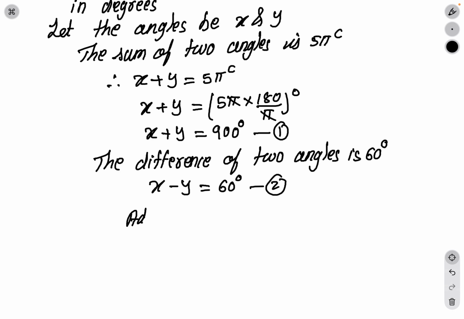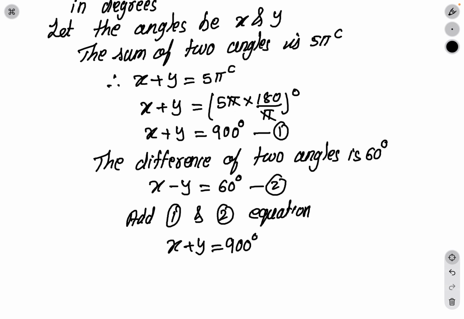Now add first and second equation. So x plus y is equal to 900 degrees and x minus y is equal to 60 degrees.